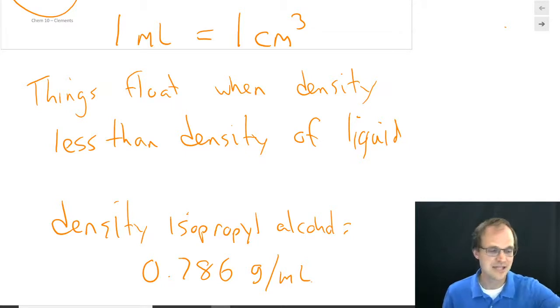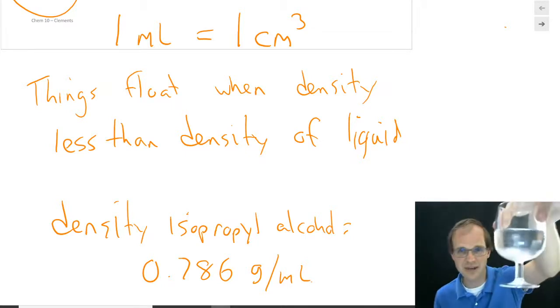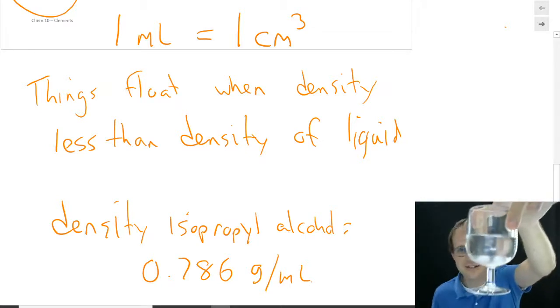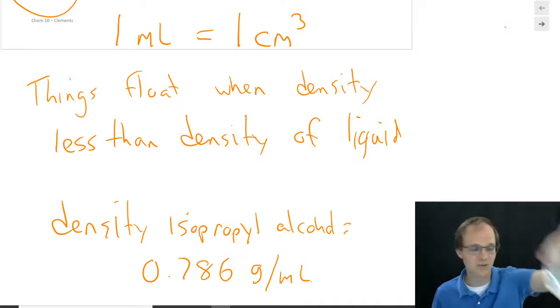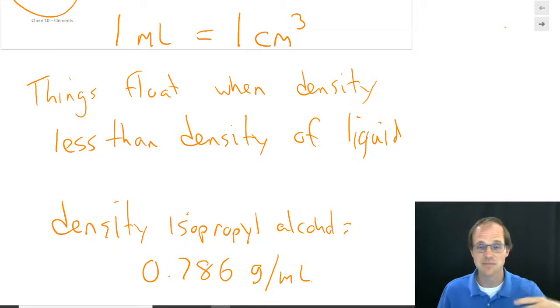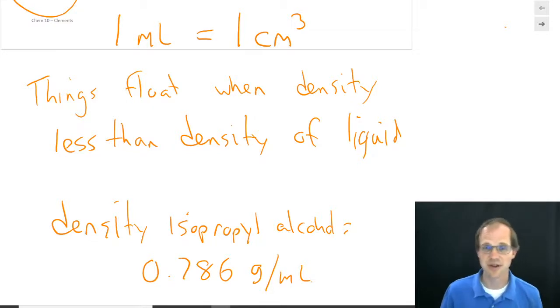And so it wasn't the ice that was different. It wasn't that I blew on it. It was that in this container is isopropyl alcohol, which is less dense than water. And the ice then is more dense than the isopropyl alcohol, and so it sinks. Okay? So we have to think about density as this relationship.